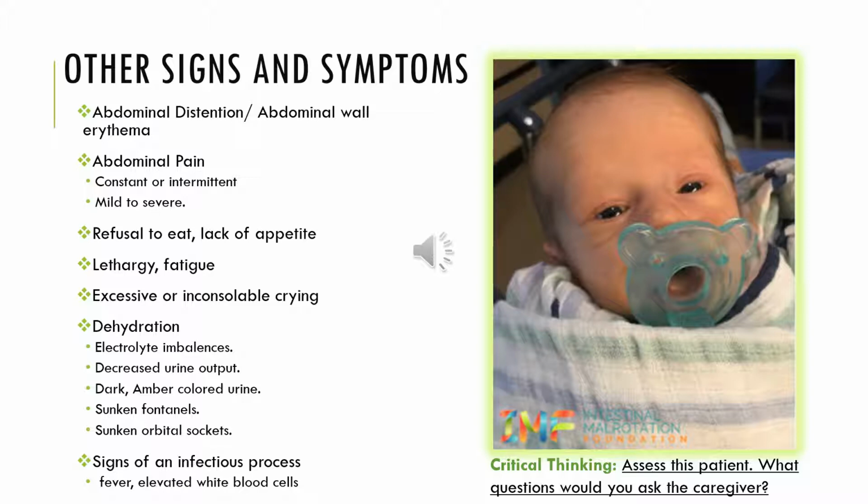Because fluid and nutrients are absorbed in the intestine, dehydration and electrolyte imbalances may occur very rapidly in a person whose intestines are blocked by a volvulus. You may also see dark urine, amber-colored urine, sunken fontanelles, sunken orbital sockets, as well as decreased urine output. You also may see signs of an infectious process like fever or elevated white blood cells.